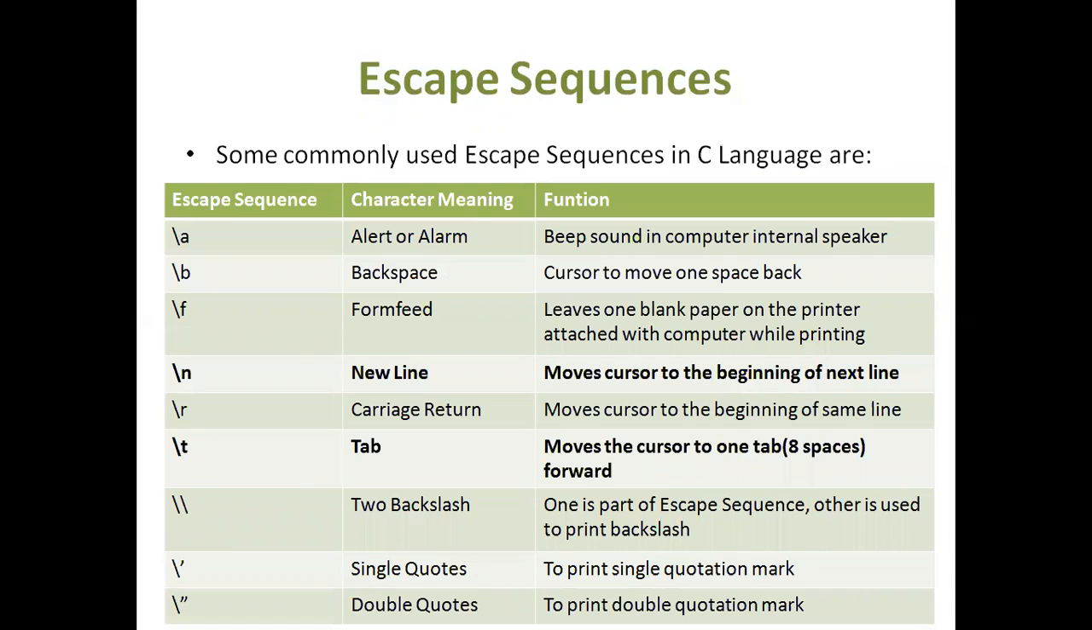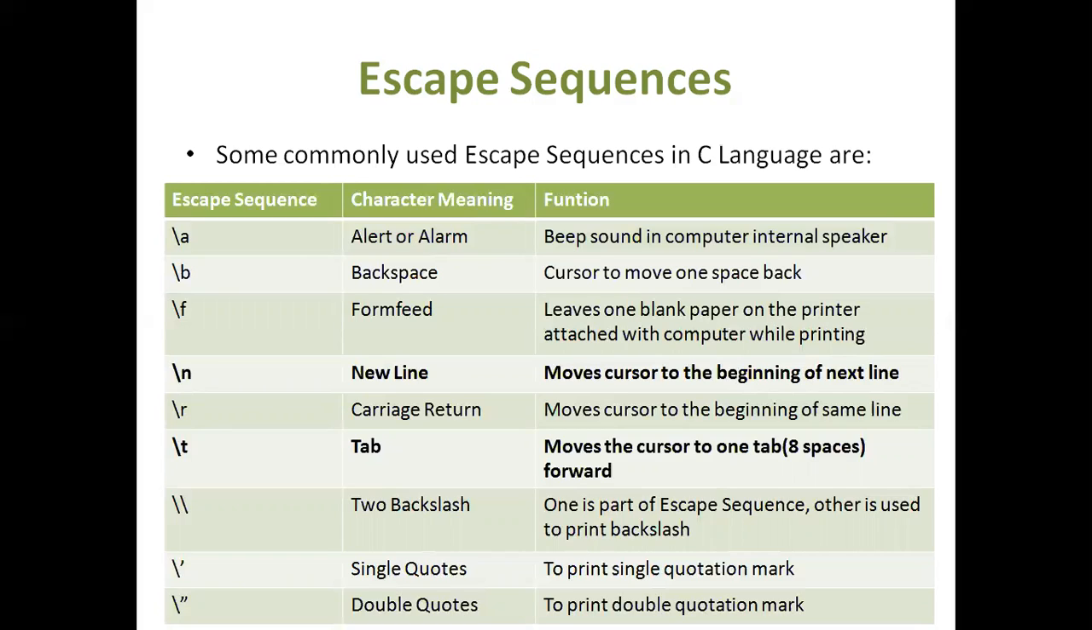In this slide, you can see some commonly used skip sequences in C language. The first is backslash A. A stands for alert or alarm, and if you write down the backslash A in the printf statement, you will hear a beep sound in the computer's internal speaker. Second is backslash B, and B stands for backspace, and if you use the backslash B in the printf statement, the cursor will move one space back.